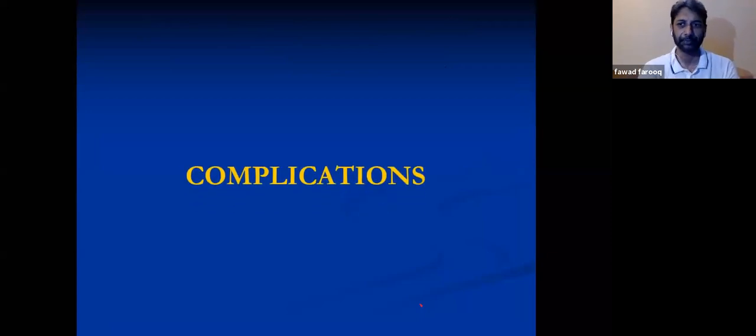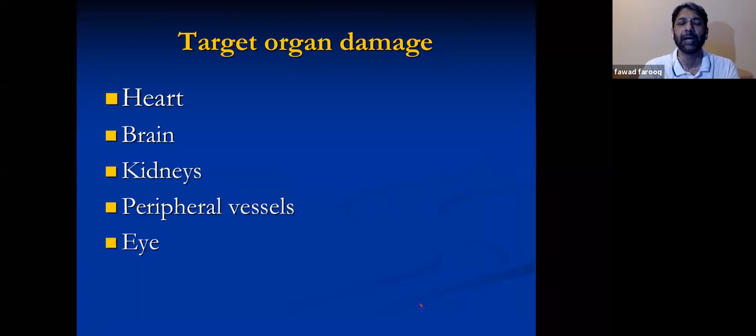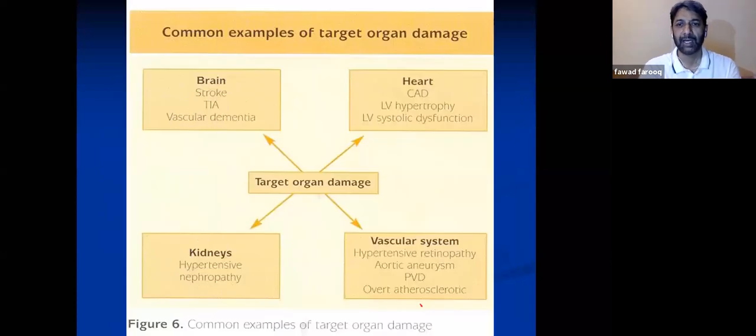Then complications. We know that hypertension can affect the heart, brain, kidney, peripheral vasculature, and eyes, and all these organs can be affected by hypertension by means of either acute involvement or chronic progressive involvement. There are different ways in which these patients can present, starting from MI, stroke, heart failure, brain hemorrhages, and peripheral vasculature involvement, such as gangrene and sudden peripheral vascular involvement. So all these you have to look for in your patients, both acute and chronic.